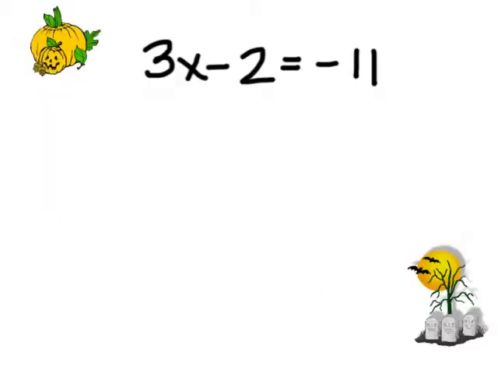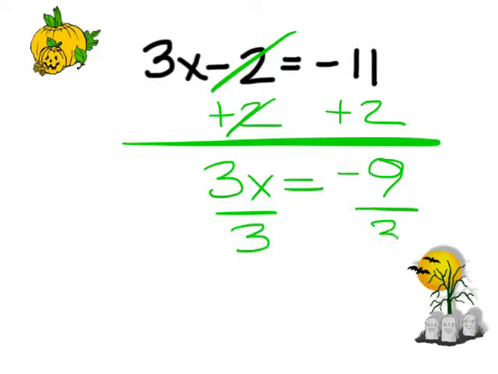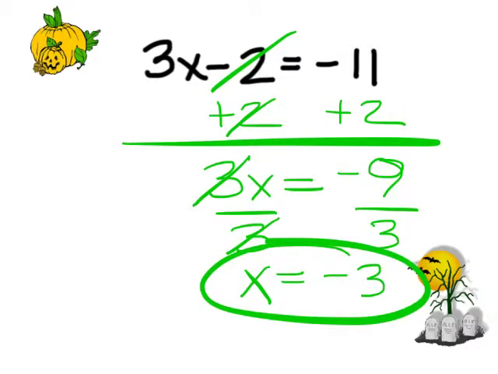Example number 3. Now you have a negative number on the right side, but the operations don't change. You're going to add 2 to both sides. These cancel. You have 3x equals a -9. Divide both sides by 3. And you get an answer of -3.